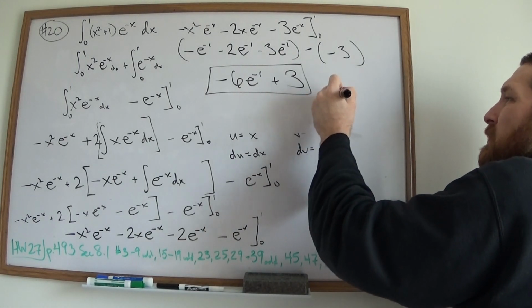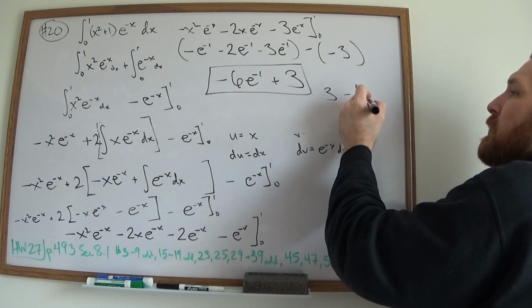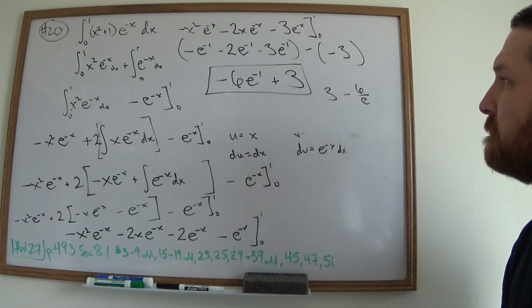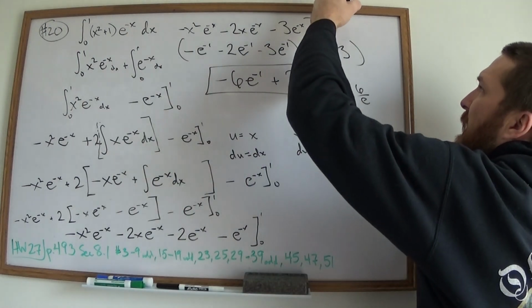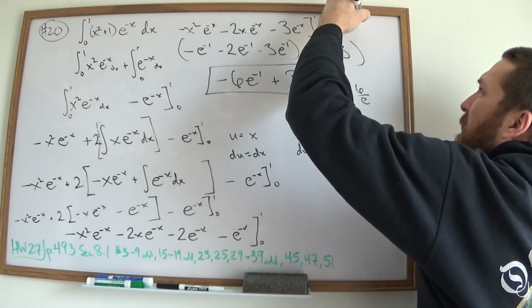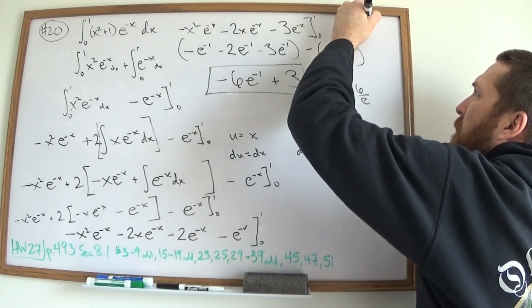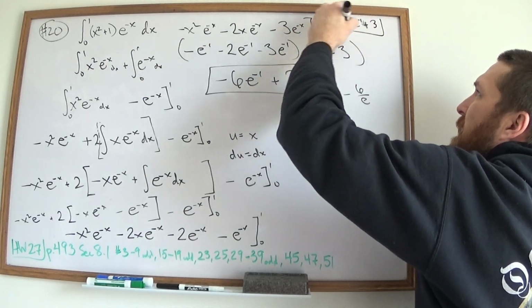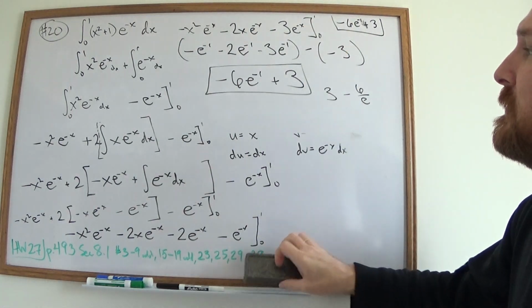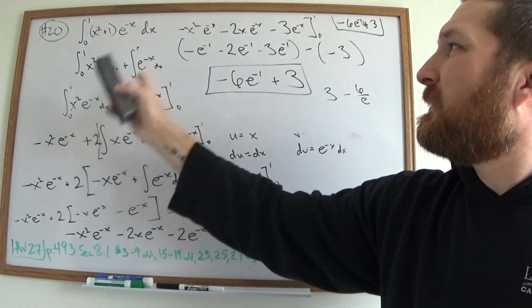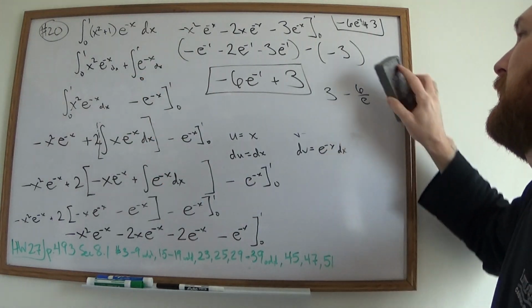You could write that as 3 minus 6 over e. A couple different ways of writing it, okay? And so that's the answer I got that way. But like I said, oops, negative 1 plus 3. It might be marginally easier, instead of breaking this up, to do it a different way.